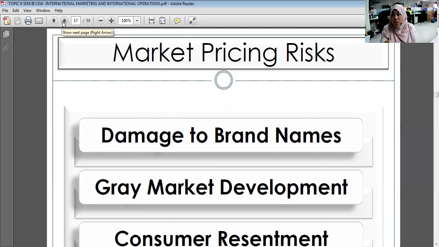For them, high cost, high quality. But if it is low quality, high price, they will complain. Simple, right? And the second one, gray market development.